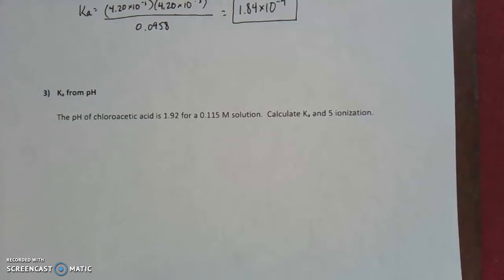This is video 3 for lesson 2 of unit 9, weak acids and bases. So we're going to continue our look at different types of example problems in working with weak acids and bases. So here we're given another acid. This time it's chloroacetic acid. Again, we can just use HA, but we're given a pH.